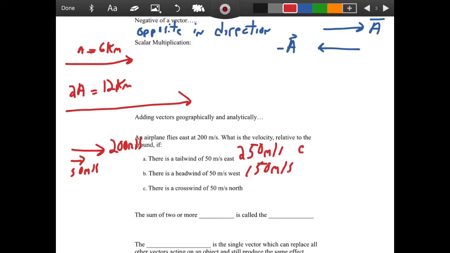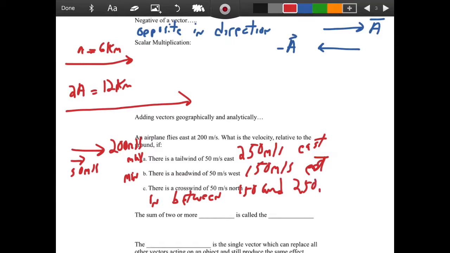Still to the east. So we should write that, because this is a vector quantity. So both of those are to the east. So if there's a crosswind that's going north, well, when they're in opposite directions, it's going to be a minimum and it's going to be a max. So if there's a crosswind, my magnitude's going to be in between 150 and 250 meters per second.